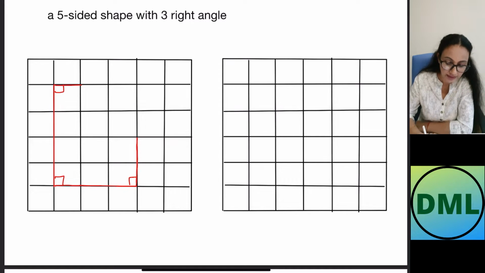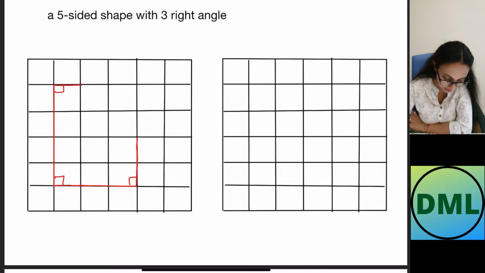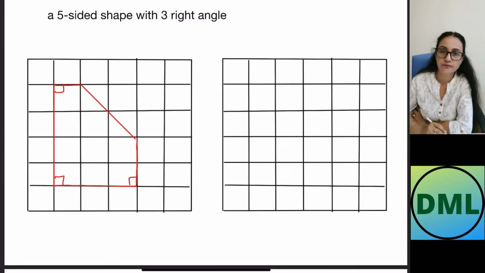Now how many sides do I need? I need 5 sides. How many sides have I already drawn? 1, 2, 3 and 4 sides I have already drawn. So what do I have to do? I have to just join this to make the 5th side. So let's join it, and this is our 5th side. So this shape is a 5-sided shape with 3 right angles.